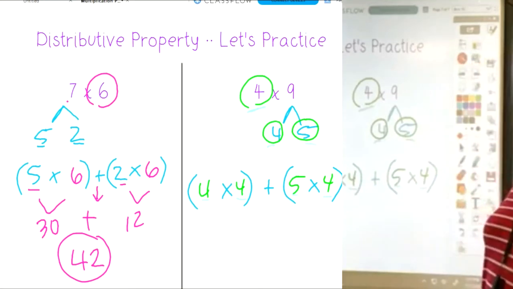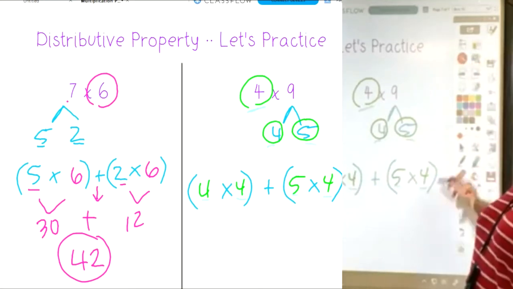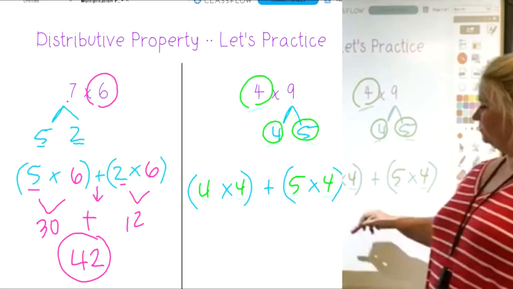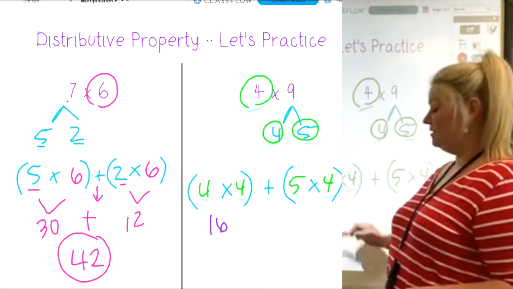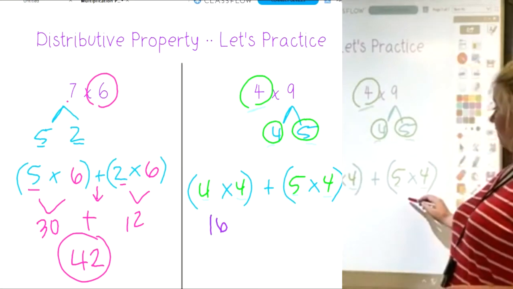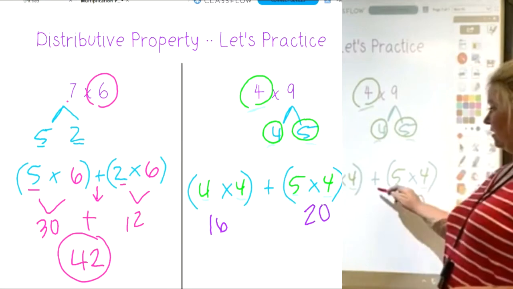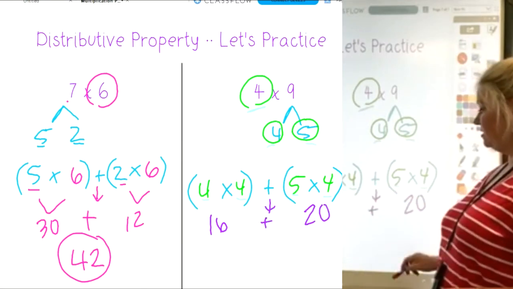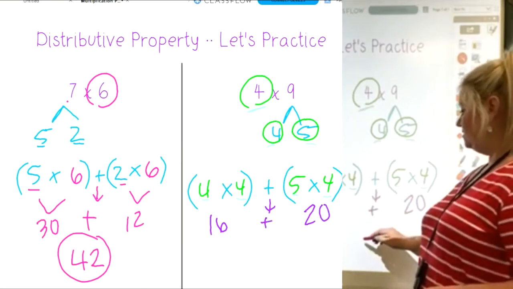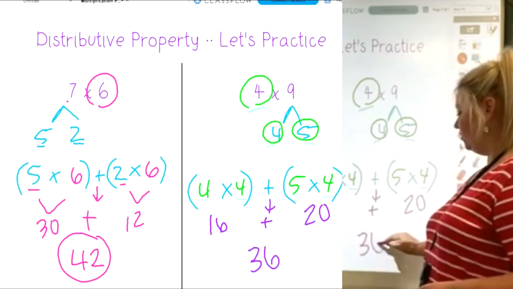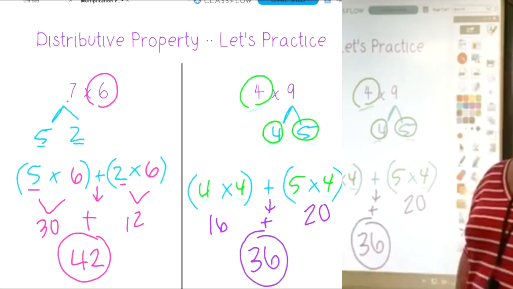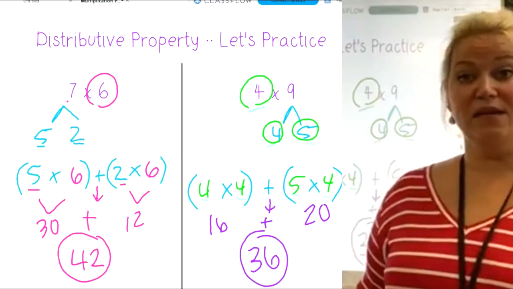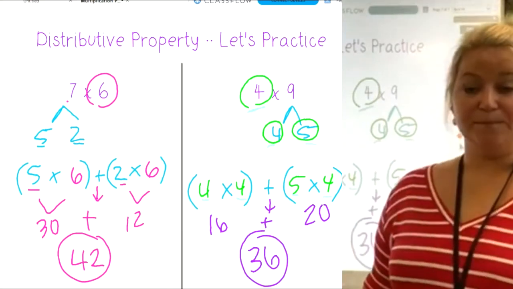Great job. We've used all of our numbers. Now we're going to multiply like regular. 4 times 4 is 16. 5 times 4 is 20. Bring down your addition sign, and you add those together, and that's going to give you 36. So your answer for 4 times 9 equals 36.